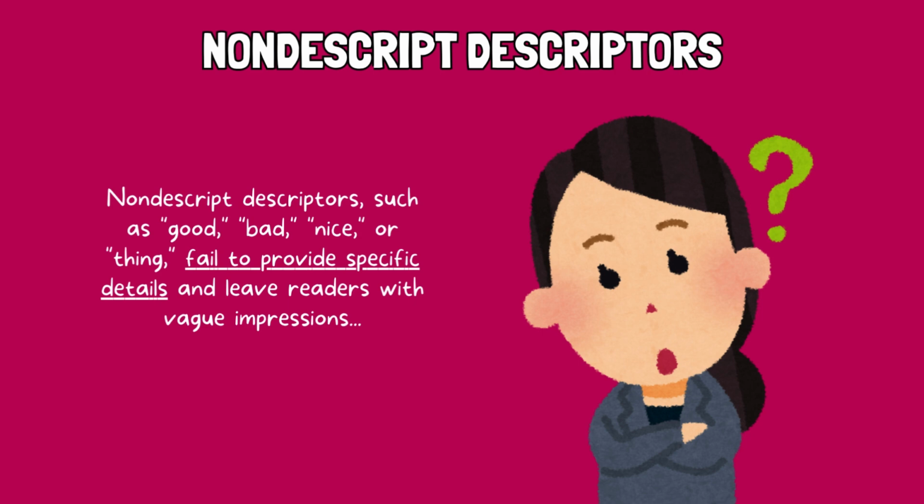Nondescript descriptors are words or phrases used to describe something that is ordinary, unremarkable, or lacking in distinctive features. Nondescript descriptors such as good, bad, nice, or thing fail to provide specific details and leave readers with vague impressions. Replacing these with precise, vivid descriptions enhances the reader's experience by painting a clearer picture. For example, instead of saying, "a nice car," describing it as a sleek red sports car with leather seats offers a much richer image. Specificity in descriptors makes the writing more engaging and memorable.